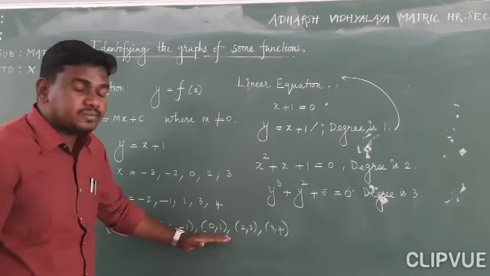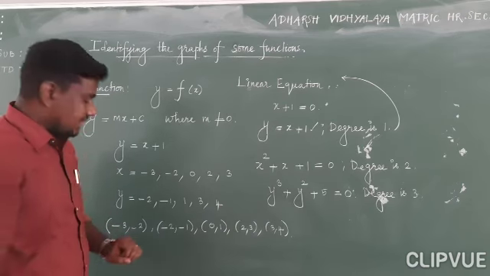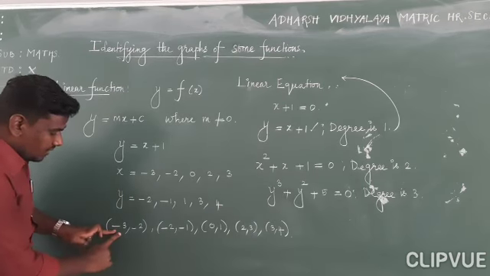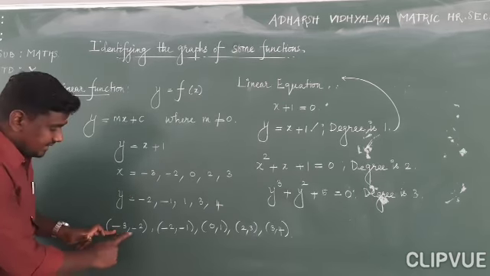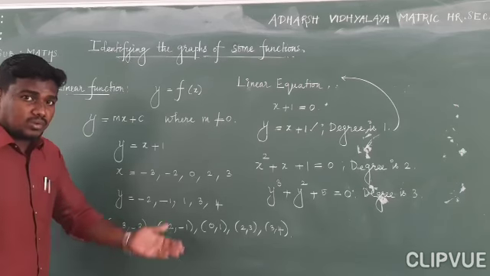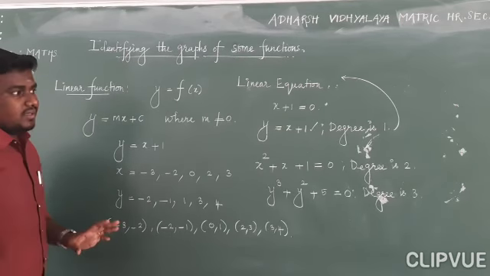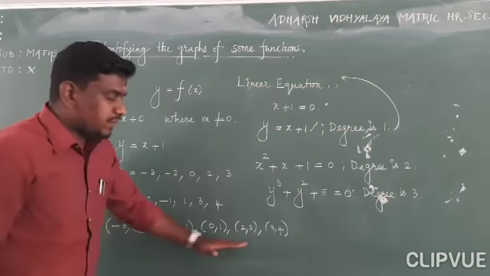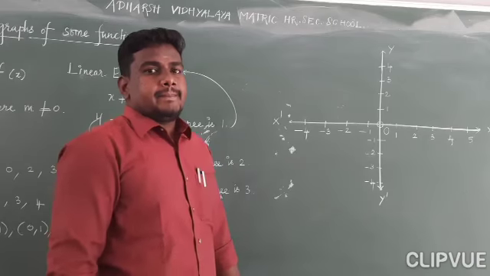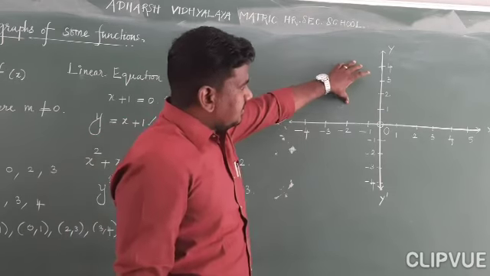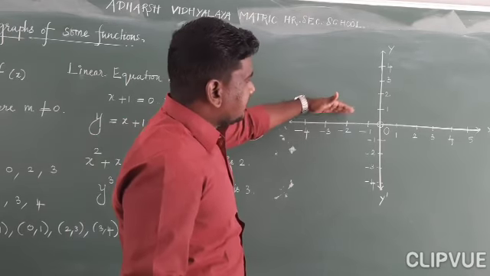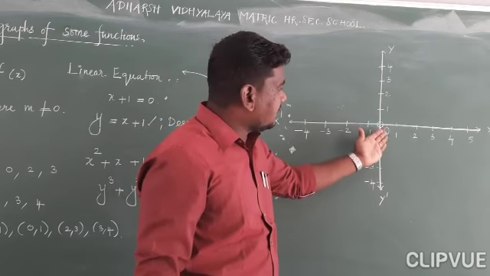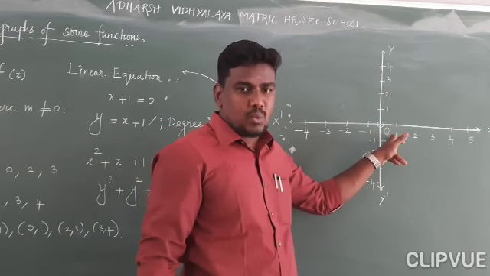If we plot these points we can get a graph. So the first one always belongs to the x coordinate, the second one always belongs to the y coordinate, you know very well. Okay, so now I am going to plot these points on a graph sheet. Look at the graph sheet. Actually this is the x axis, this is the y axis. The point of intersection of the x and y axes is the origin O.